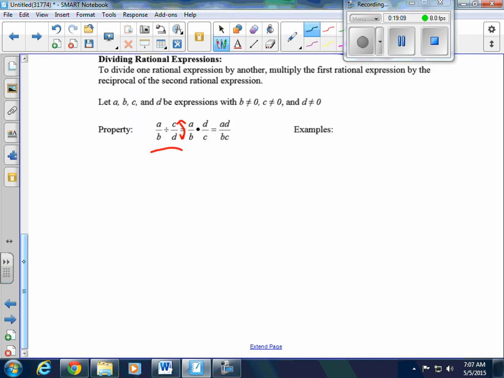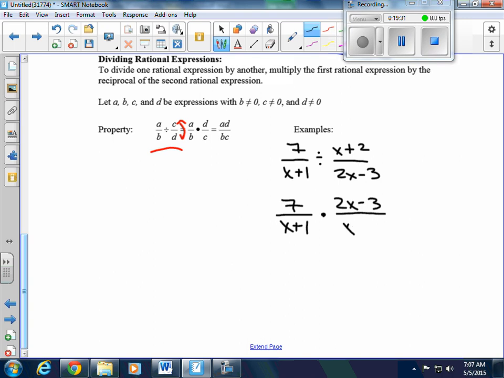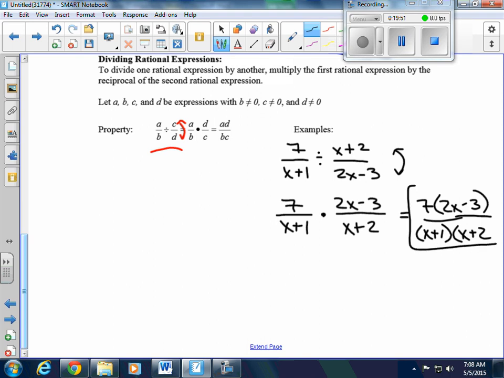So if we look at an example, let's say we have 7 over x plus 1 divided by x plus 2 over 2x minus 3. That would be the same thing as taking 7 over x plus 1 times 2x minus 3 over x plus 2. Because we're just going to flip this fraction upside down and make that a multiplication. So then our answer would be 7 times 2x minus 3 over x plus 1 times x plus 2. And then we'd see if there's anything we can simplify, and in this case, there is not.